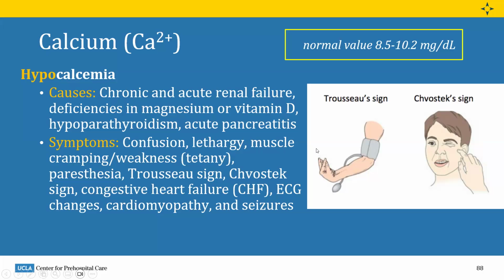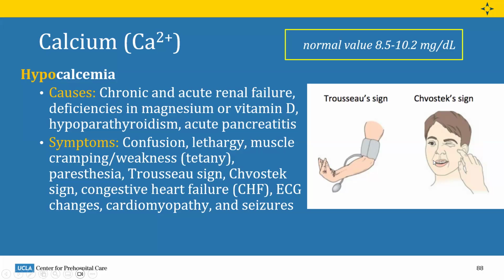So essentially, the Trousseau sign happens when someone has hypocalcemia and you put a blood pressure cuff on them and you pump it up. They're going to have this sign where they have essentially flexed metacarpals and extended fingers and opposition of the fingers. Opposition of the thumb, right? So that's a sign that we can see.